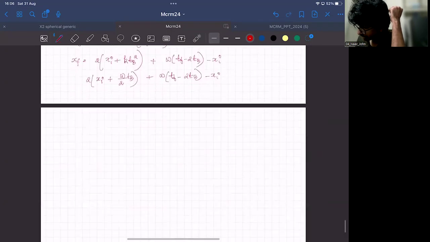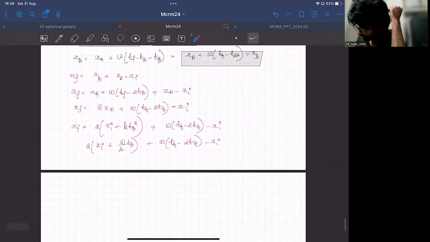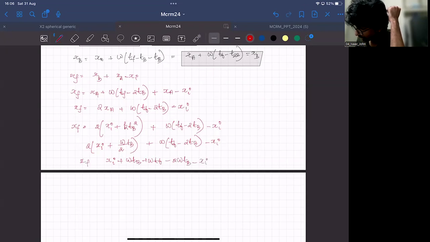So on expanding and simplifying, you will have this 2xi and minus xi. You will get this as xi. Then this 2 and this 2 get cancelled. You will have omega tb here plus omega tb, plus you will have this omega tf minus 2 omega tb minus xi. This would be xf. Sorry, I already took this xi.